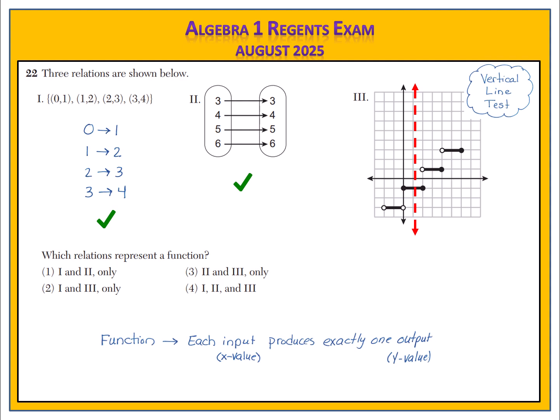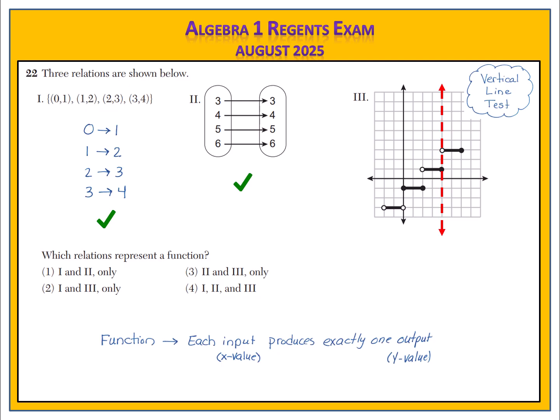We continue moving across until we see another potential violation. But once again, the top circle is open, meaning there's nothing there. The bottom circle is closed, so there's only one point at that location. We continue across the graph. We see the same scenario here. One closed circle, one open circle.